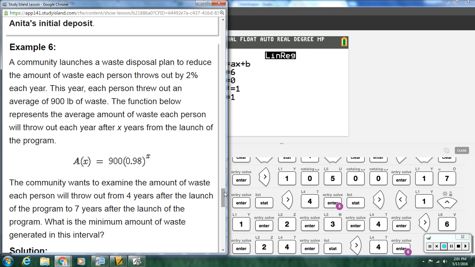Okay, a community launches a waste disposal plan to reduce the amount of waste each person throws out by 2% a year. So they decided we've got too much garbage in our landfill. We're going to start this new plan, and hopefully everybody's going to reduce their garbage by 2%.